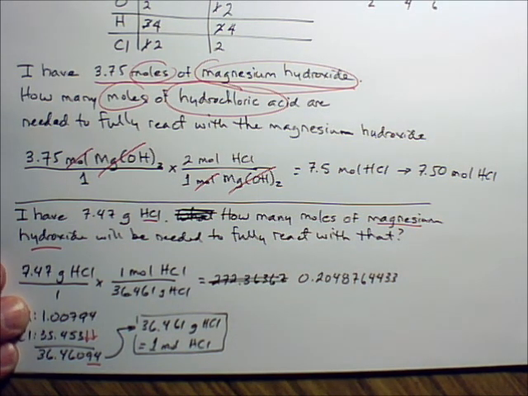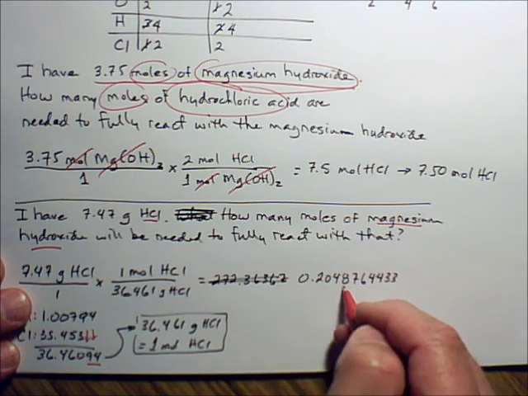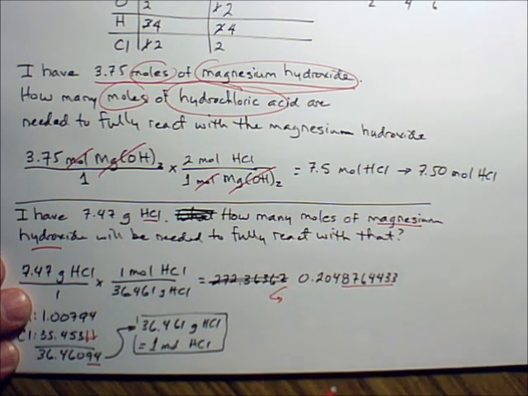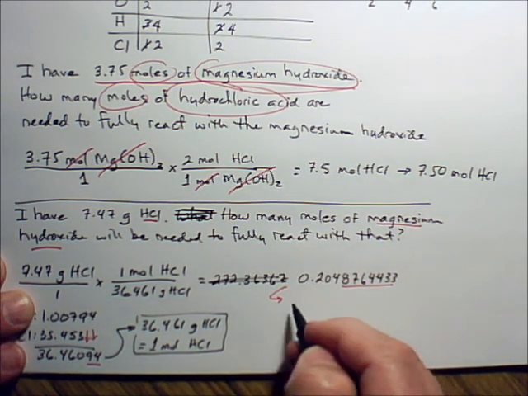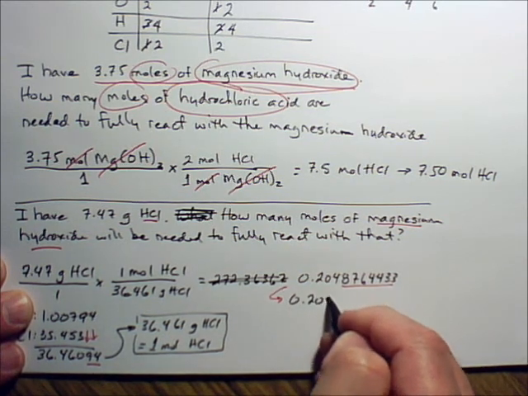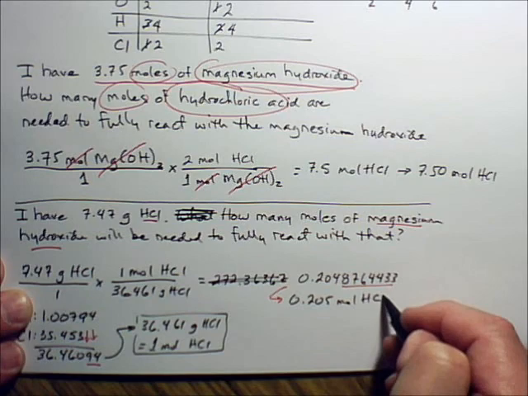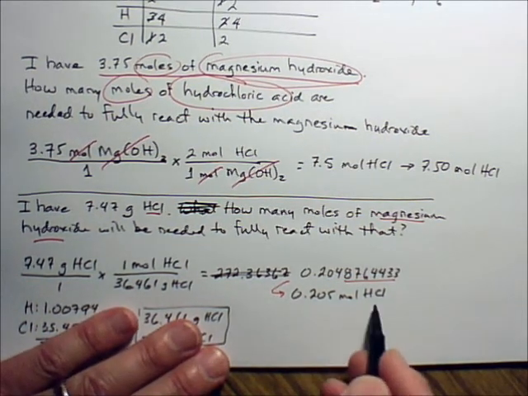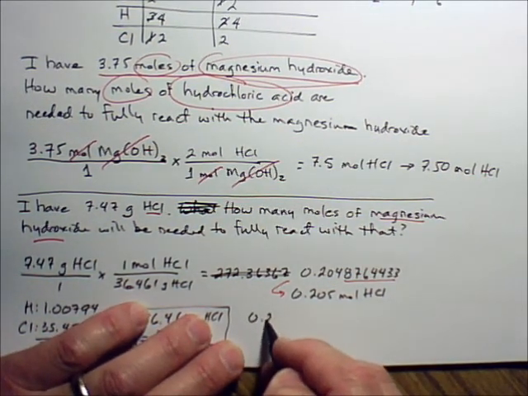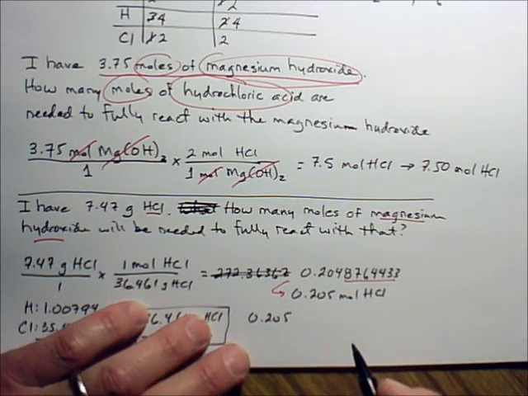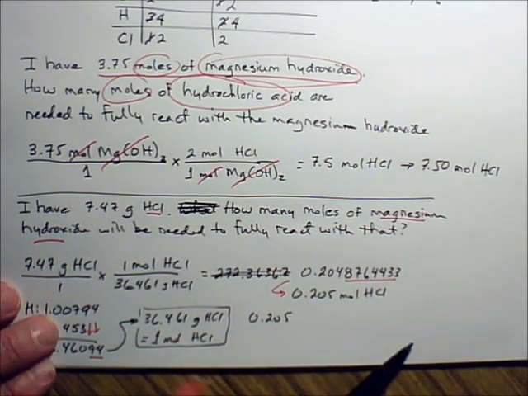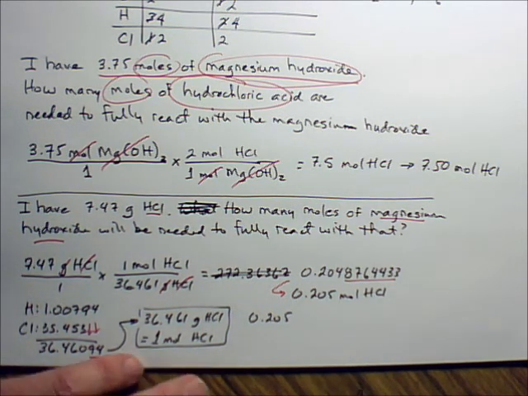All right, so let's see. I need 3 digits, so I'll round off from here, and I get 0.205 moles of HCl. Okay? Now that I have moles of HCl, 0.205. You didn't cancel those things at all. Oh, I didn't cancel. Good job. That's right.